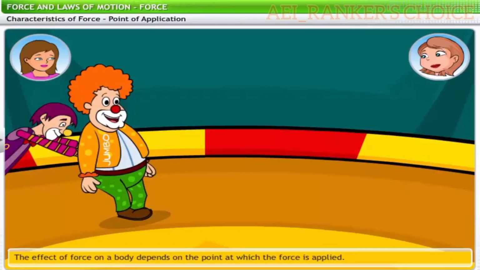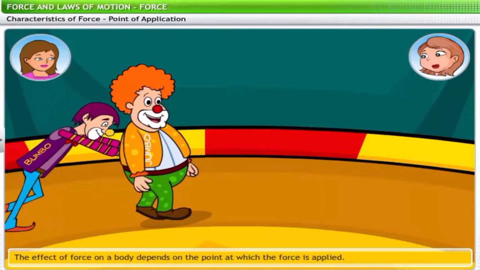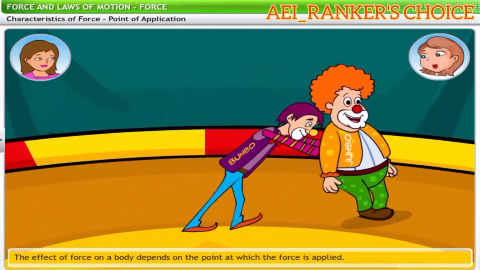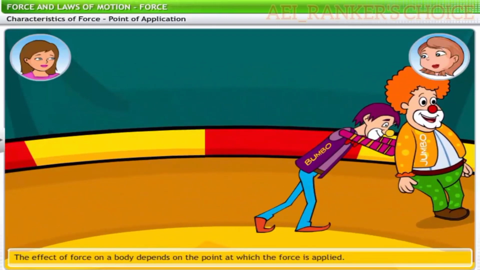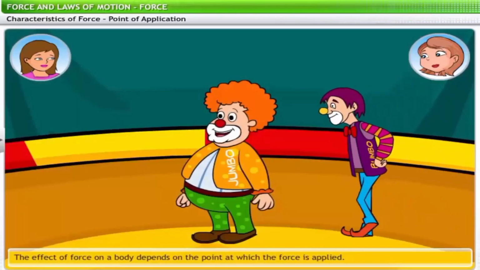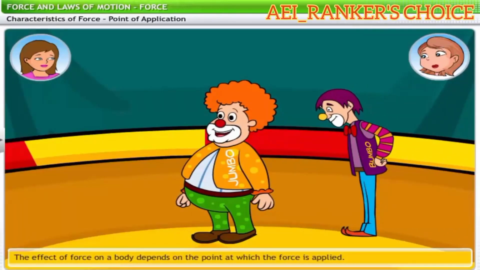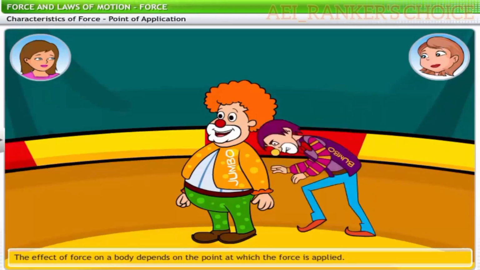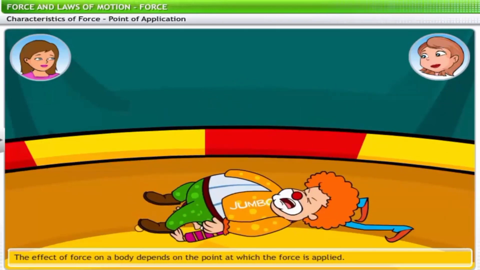Now, what if the point of applying the push is changed? A push on the middle of his body, for instance. Did you notice the clown didn't fall at all? He simply moved ahead. Now let's see what happens when the push is directed towards his lower body. The clown loses balance again, and this time he falls on his back.